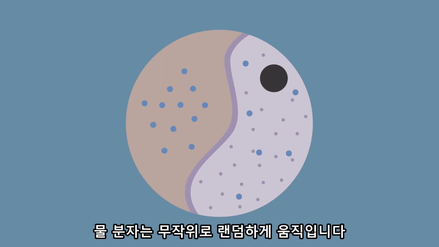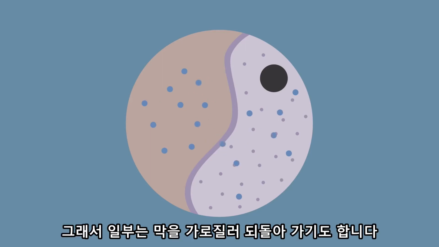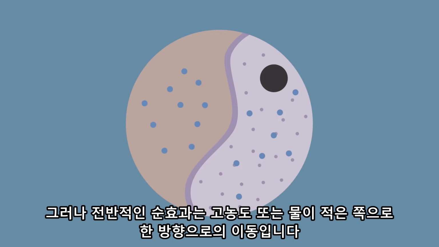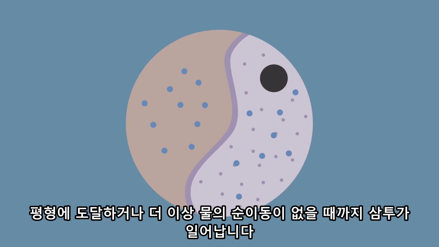Water molecules move at random, so some do go back across the membrane. But the overall net effect is that there is movement to the more concentrated side, or the side with less water, until equilibrium is reached, or until there is no net movement of water anymore.